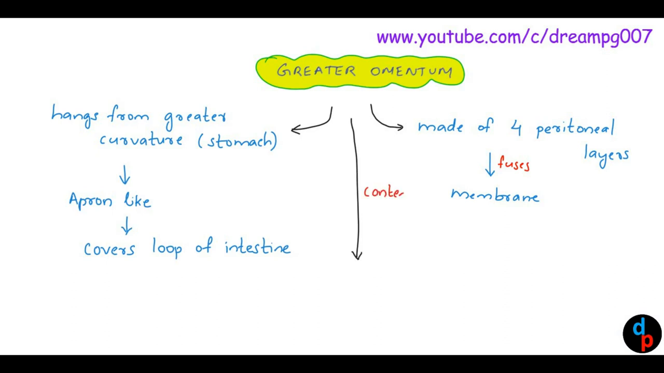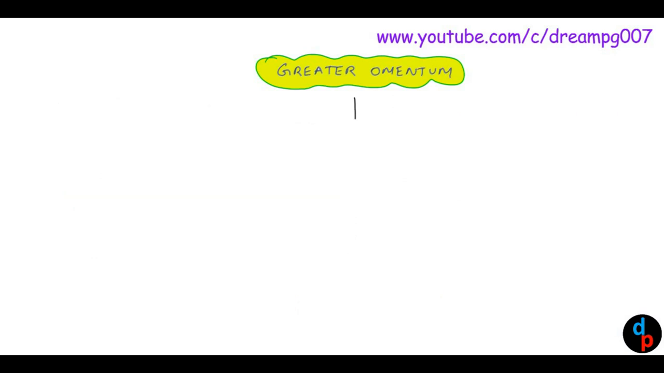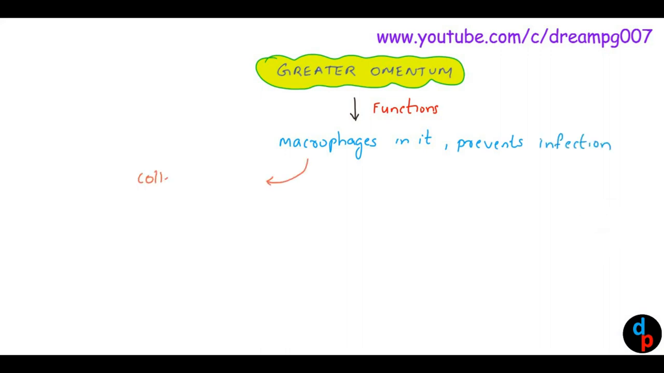Let's have a look into the content of greater omentum. It includes fat and anastomosis of right and left gastroepiploic vessels. We will now look into the functions of greater omentum. Greater omentum has macrophages in it and it prevents the infection. The collection of macrophages on the greater omentum appears as milky spots. As it prevents the infection, it is called as the policeman of abdomen.